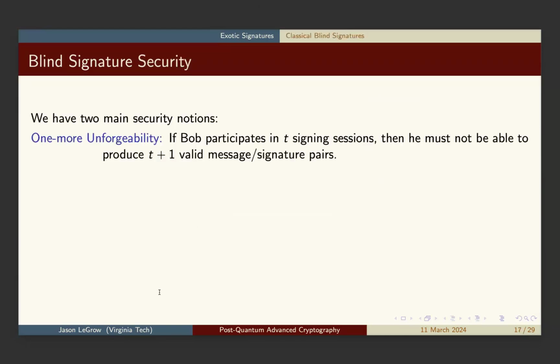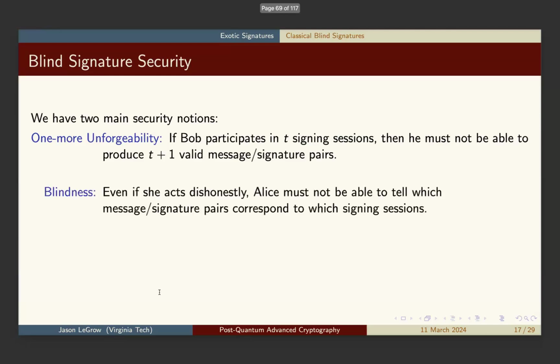Okay, two main security notions. We've got this notion of one-more unforgeability. What it says is that if you see T signatures, you can only produce T signatures. You can't make T plus one or more signatures. So this sort of makes sense because you're allowed to ask for signatures in the security game, but you need to not be able to produce more than you've asked for. So this protects honest Bob against cheating, honest Alice against cheating Bob.